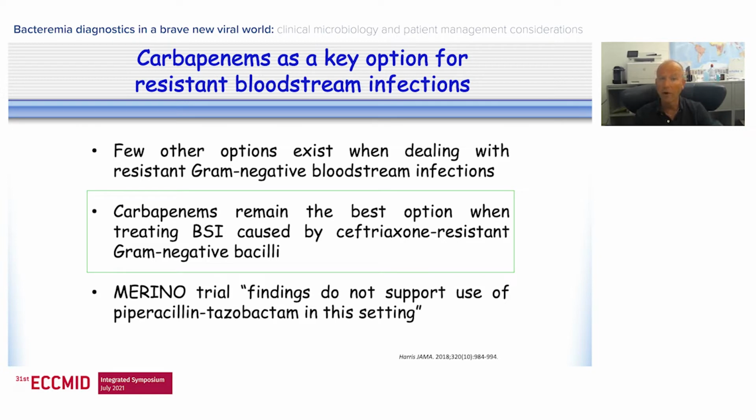There are few other options when dealing with these resistant gram-negative bloodstream infections. Carbapenems are supposed to be the best, also according to the recent MERINO trial, which tried to figure out whether there could be other options. For instance, piperacillin-tazobactam used to be considered an alternative, but the recent findings of this trial do not support the use of pip-tazo in this setting.